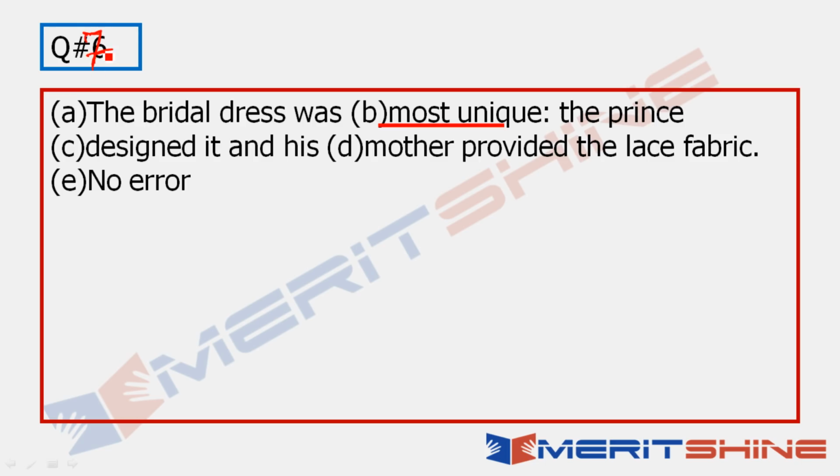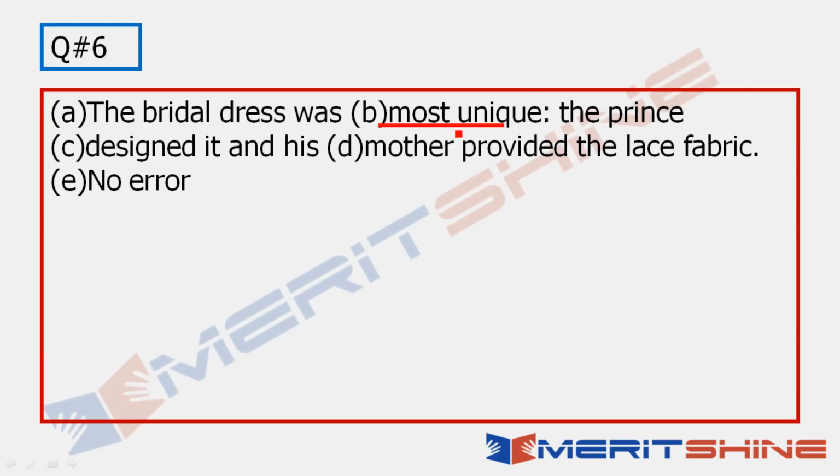The bridal dress was most unique. Now what is most unique? There is nothing called most unique. You don't need to read the whole thing to identify this adjective error. Obviously this is an adjective error, so you can tell me that, sir, we would have identified it in the second reading, but why wait for that? Because if you look at this, you don't need to wait for the second reading.